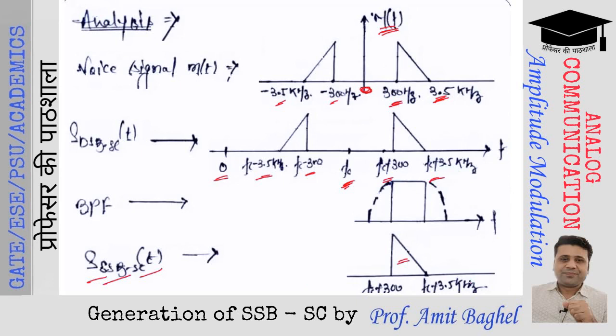But why has this been possible? This has been possible because the separation between the upper sideband and lower sideband is too high. If the separation is too high, we can modulate the carrier with the message signal using the frequency discrimination method to generate the SSBSC signal.